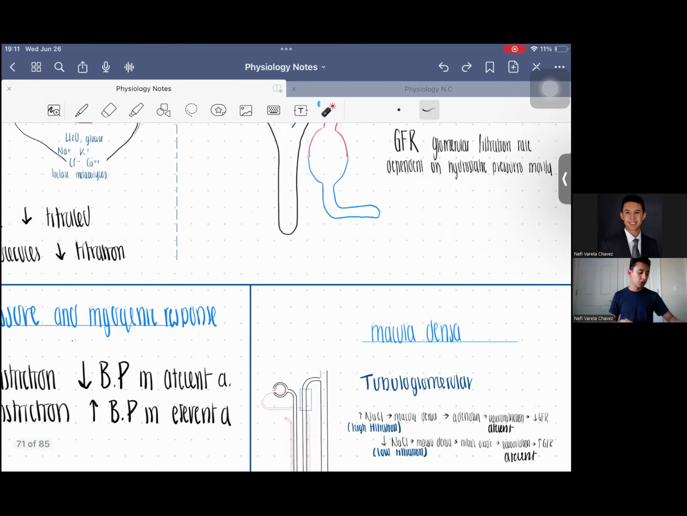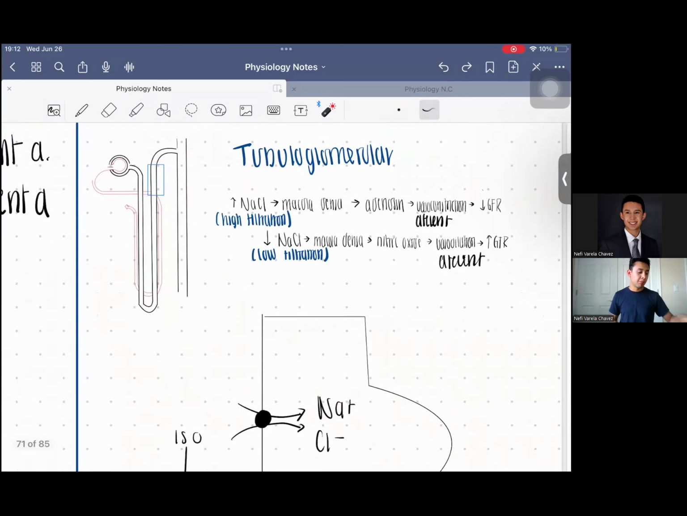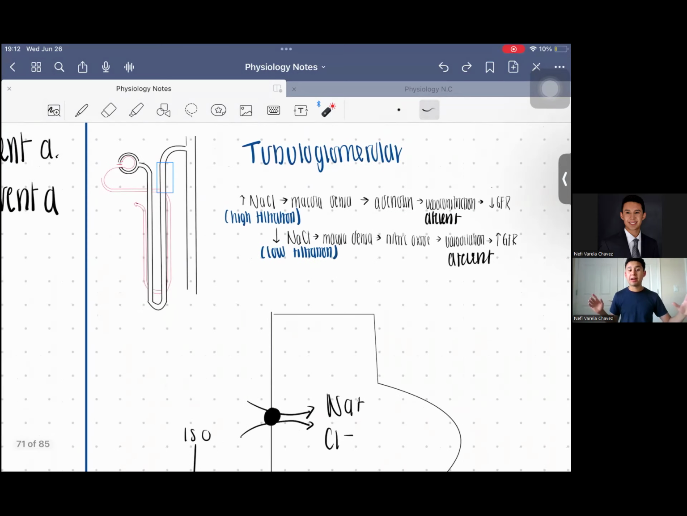There's also something called the macula densa. The macula densa is going to be found in the tubuloglomerular loop. Okay, and this is going to control vasoconstriction and dilation in the afferent arteriole in the presence of salt. And it's going to make more sense after, because it's going to be a step of the movement of particles through the nephron.